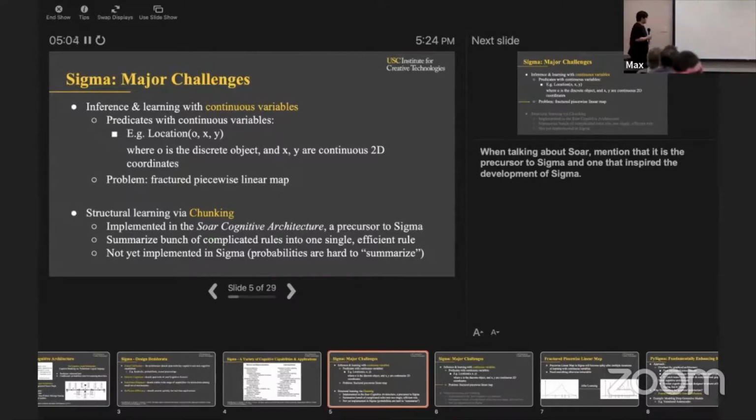The second one is called structural chunking. This was implemented in the Soar cognitive architecture, which is a predecessor to Sigma. What it does is summarize a bunch of complicated symbolic rules into one single efficient rule. However, due to the probabilistic nature of Sigma, this has not yet been implemented because it's hard to summarize probabilistic rules.